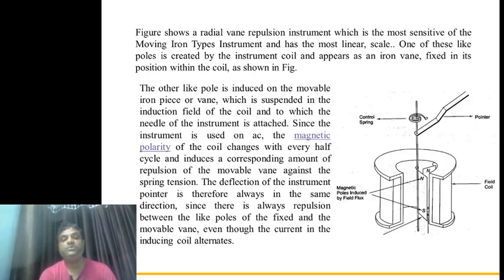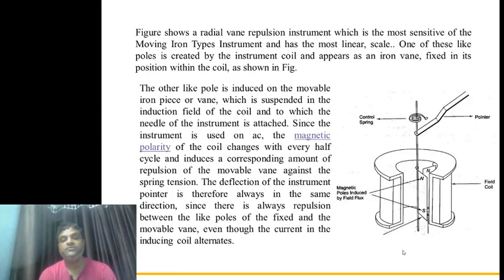Since the instrument is used on AC, the magnetic polarity of the coil changes with every half cycle and induces a corresponding amount of repulsion of the movable vane against the spring tension. See here, similar to our previous PMMC instruments, there is also a spring, which here we call a control spring. So the movement of this particular vane is such that it creates tension in the control spring, which I try to explain.